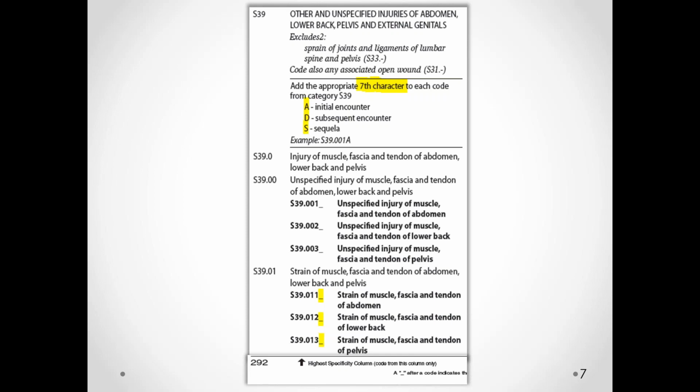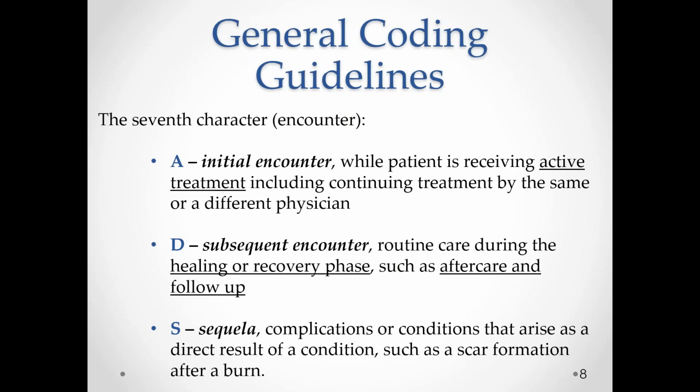So if we go to the guidelines in ICD-10, we look up what the A, the D, the S stand for. What does it mean? We find these descriptions, these explanations. A is the initial encounter. And at first glance, you think, well, that means it's the first visit, right? And the instructions say, well, the patient is receiving active treatment, including continuing treatment by the same or different physician.